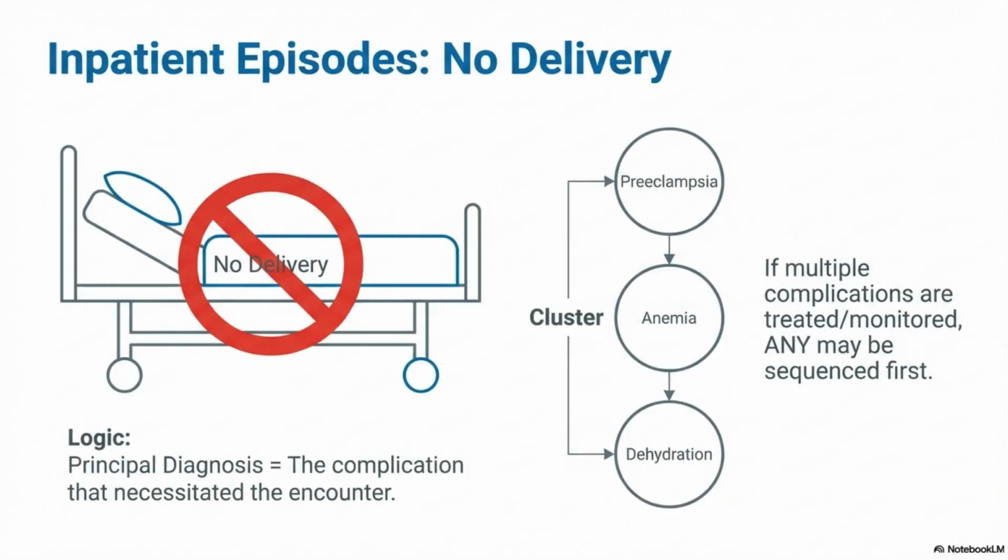When a pregnant patient is admitted but does not deliver during that stay, the principal diagnosis is the complication that prompted the admission. Examples include preeclampsia, anemia, dehydration. If multiple complications are being treated or monitored, any of them may be sequenced first, as long as it aligns with the reason for admission.